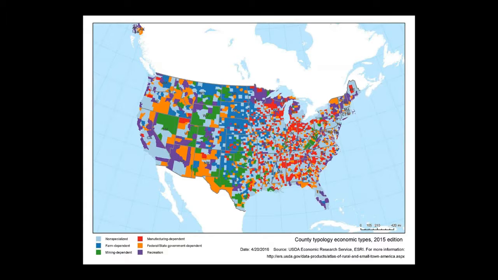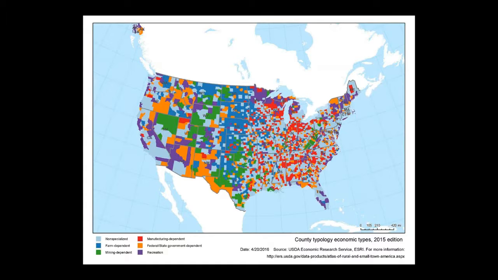Thank you to ERS. This is the county typology based on economic type that has been around for a number of years. I know you're all interested in that. I understand that county designation is not necessarily the appropriate designation for some types of research. I still like these maps because when you're talking to someone not familiar with rural America, it allows you to emphasize the fact that not all rural places are the same.